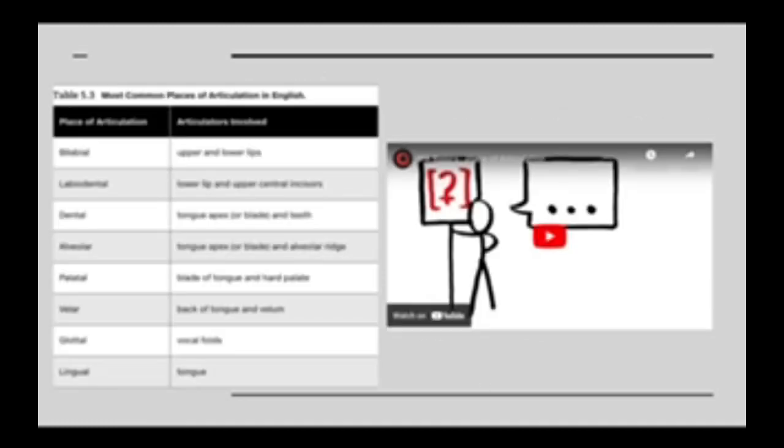So I pulled the table from the book. It's table 5.3 in chapter 5. If you want to go look at it, it explains the place of articulation and articulators involved. And I also used most of my information from a video off of YouTube, and he explains place of articulation and manner and voicing as well. So I have it linked if you want to visit that.